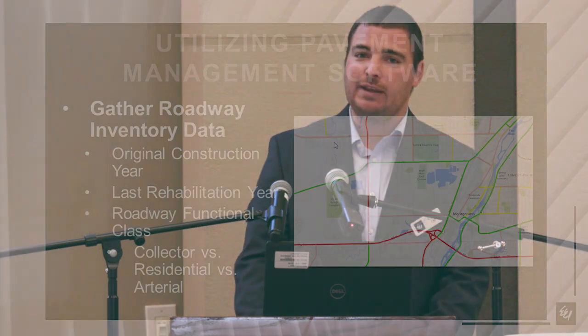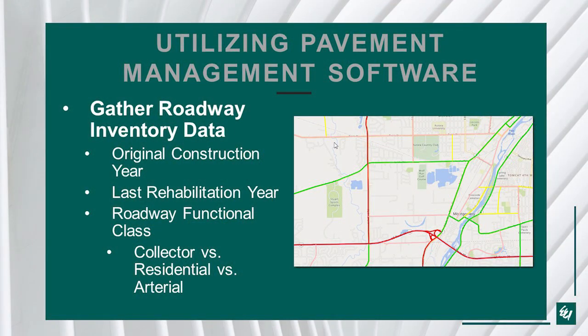So first, just utilizing the pavement management software. Any roadway inventory data that you can have is going to go a long way to help you interpret the data. So when was the original road constructed? When was the last year it was rehabilitated? Roadway functional class: is it a collector versus residential versus arterial?